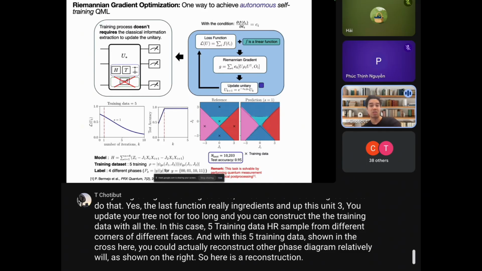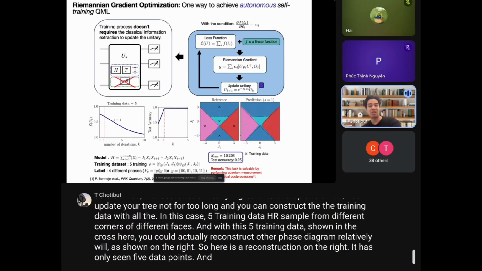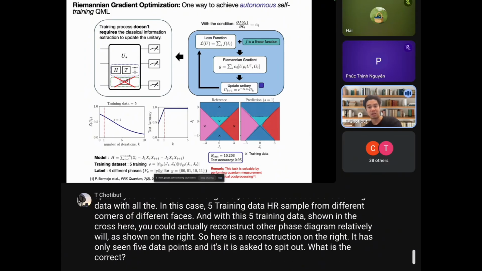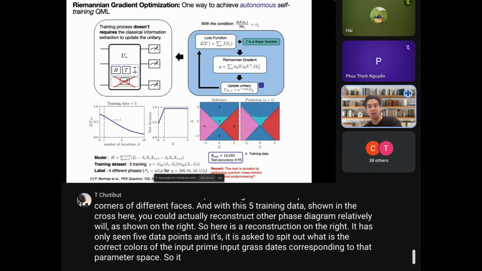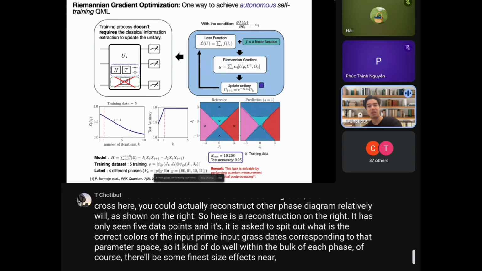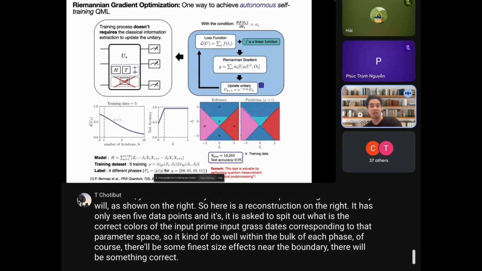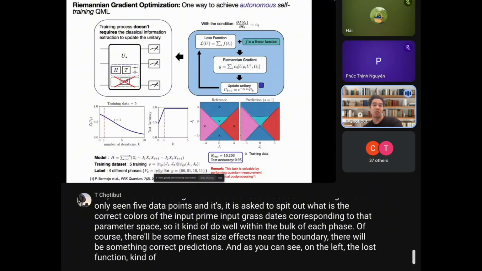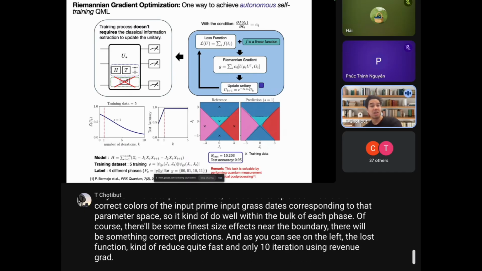So here is a reconstruction on the right. It has only seen 5 data points, and it is asked to spit out what are the correct colors of the input ground states corresponding to that parameter space. So it does quite well within the phase boundaries. Of course, there will be some finite-size effects near the boundary, where there will be some incorrect predictions. And as you can see on the left, the loss function reduced quite fast in only 10 iterations using Riemannian gradients.